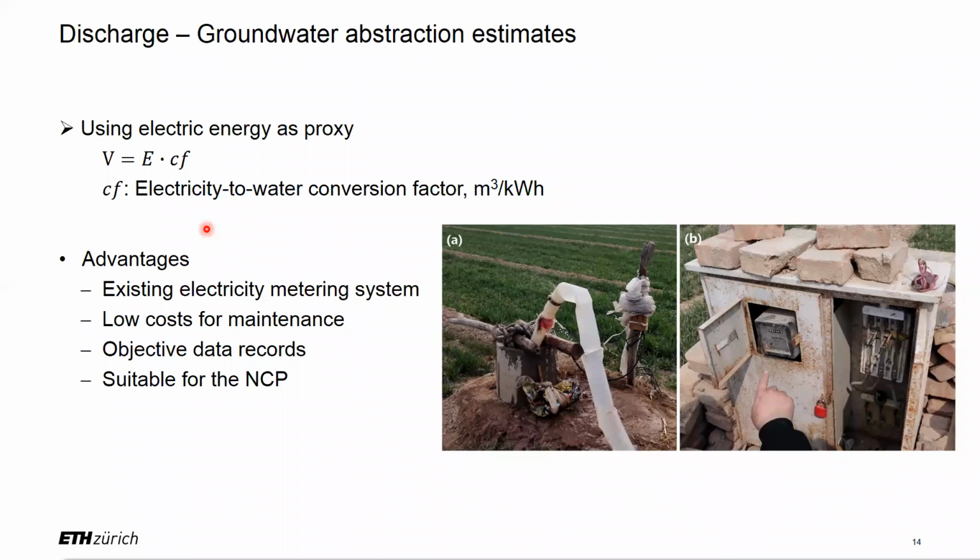We only need to do the pumping tests to determine the conversion factor. And the electricity records are very objective data. They can be used to reconstruct historical groundwater pumping. And this method is cheap and easy to maintain. It is suitable for the whole North China Plain.